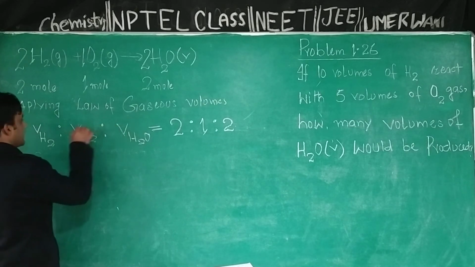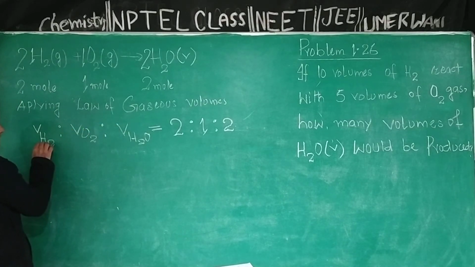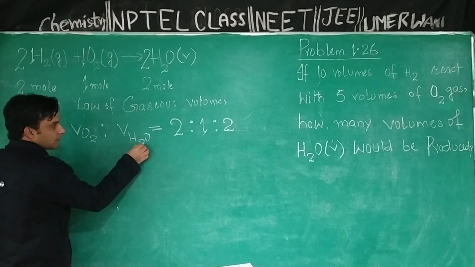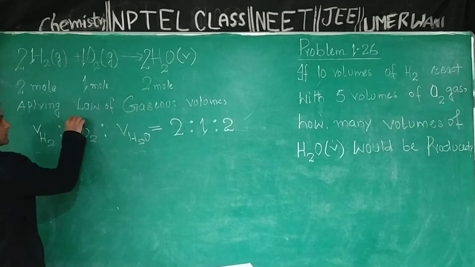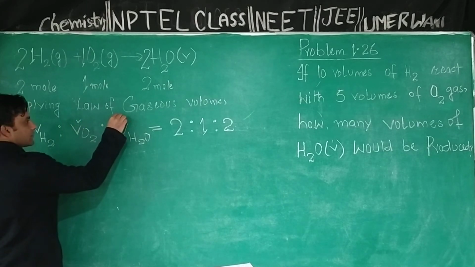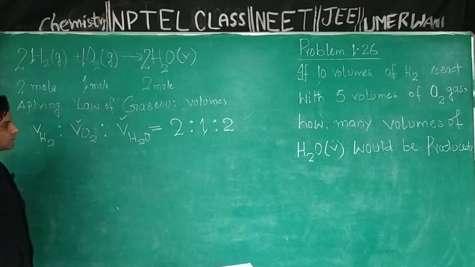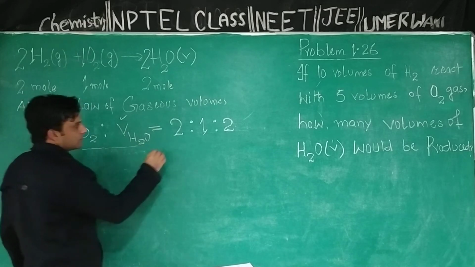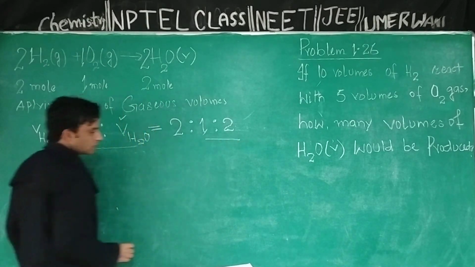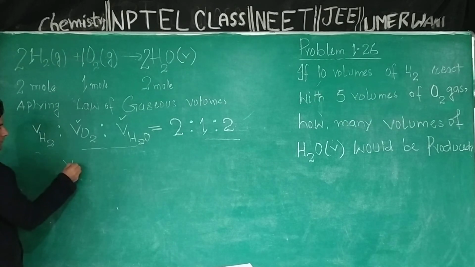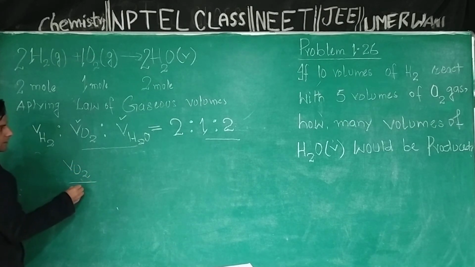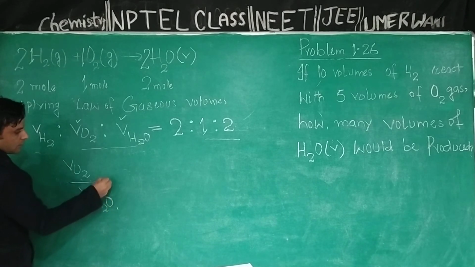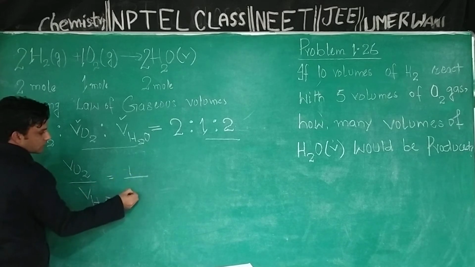Now here I know the starting volume of hydrogen, I know the starting volume of oxygen, and I have to find the volume of water formed. So I will use these two. I will use a definite relation between the volume of oxygen and the volume of water here. What is the definite relation between the volume of oxygen and the volume of water here? 1 is to 2. I will write volume of oxygen divided by volume of water is equal to 1 is to 2.